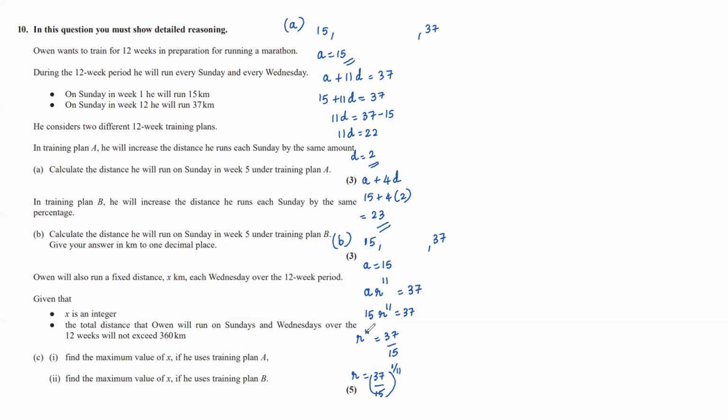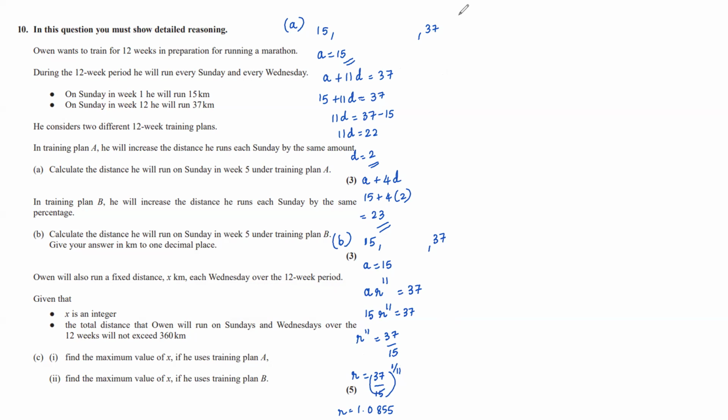If you want to take this power from one side to the other side, you take the reciprocal. 11 means it is 11 over 1. So when the power goes to the other side, it becomes 1 over 11. So let's just put this in the calculator. 37 over 15 to the power of 1 over 11, which will give us 1.0855, etc. So I'm just taking it as 1.0855. So we have the common ratio here R as 1.0855.